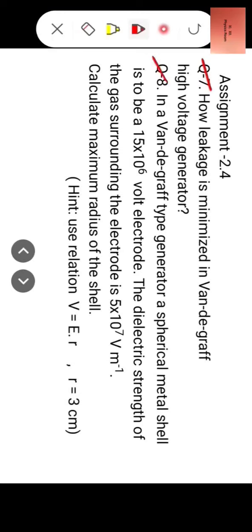Question number 8. In a Van de Graaff type generator, a spherical metal shell is to be a 15 into 10 raised to power 6 volt electrode. The dielectric strength of the gas surrounding the electrode is 5 into 10 raised to power 7 volt per meter. Calculate the maximum radius of the shell. The hint is to use the relation V is equal to E into R. So from here we calculate R is equal to V by E, and then you can put it as 15 into 10 raised to power 6 divided by 5 into 10 raised to power 7. So it will be equal to 0.3 meter. So R is equal to 30 centimeter is the answer to this question.